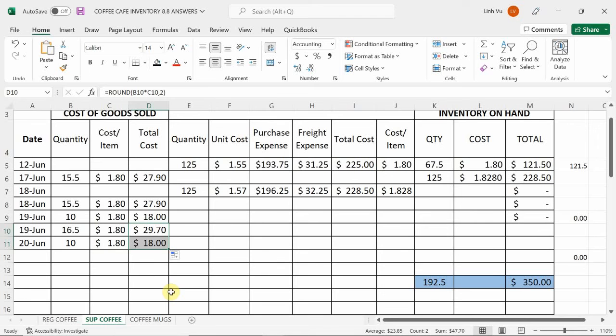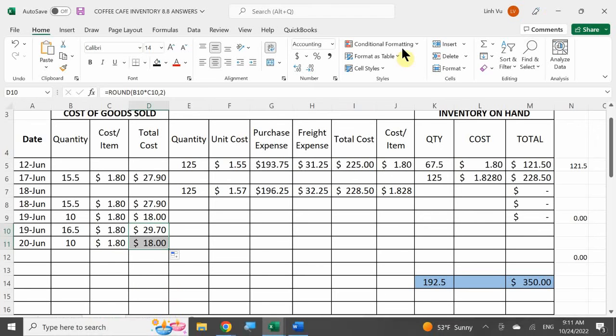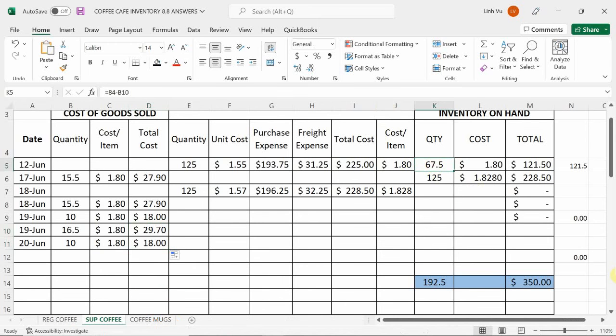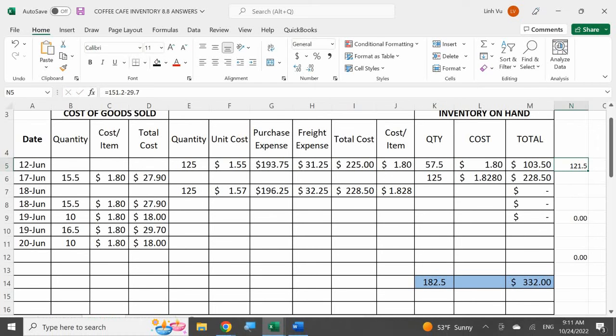Okay. Now we need to update my inventory, right? I no longer have 67.5. How much should I have now? 57. Yeah, 57. Okay. Good. So we now have $332 worth of Supreme coffee.